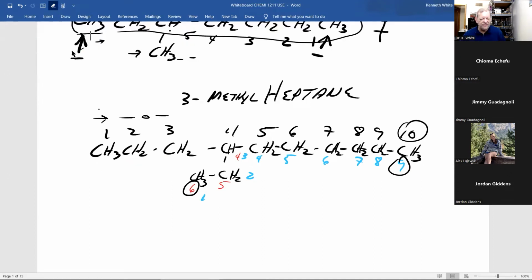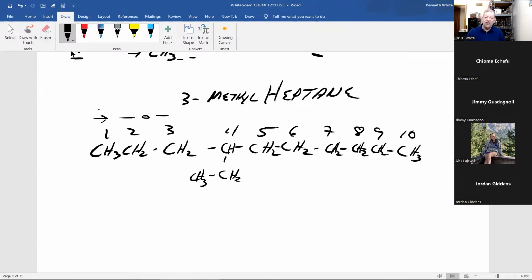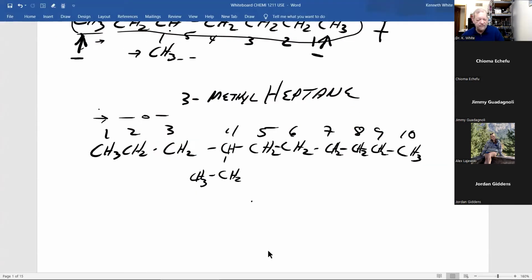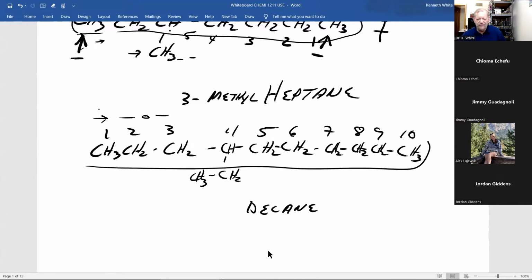So let me clean this up a little. All right, the longest chain is 10. And you hopefully by Thursday, if not sooner, have memorized this chart. 10 carbons, decane. So the root name, because it has 10 carbons, is decane. Now, as soon as we say decane, that's all spoken for. Are we done?